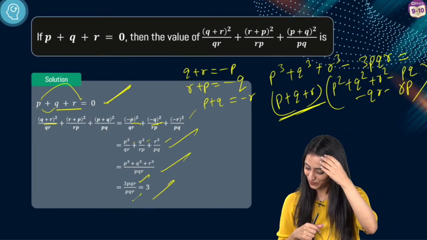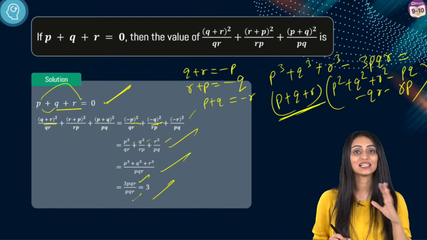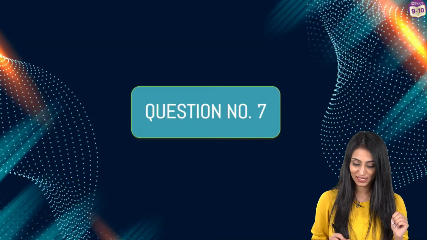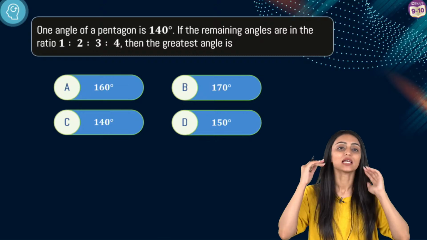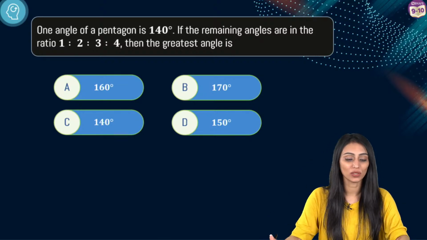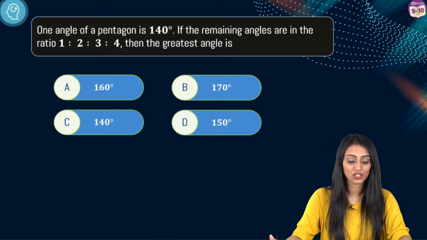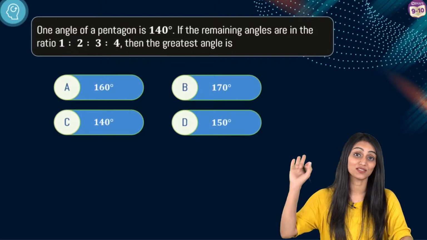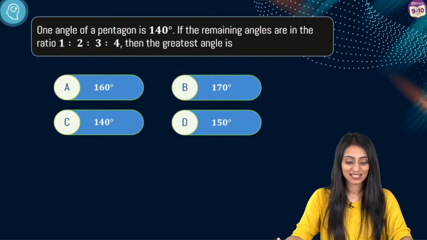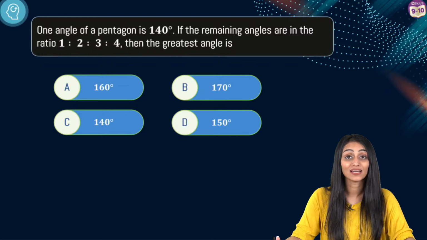Yes. All right. So this is clear to everyone. Let's move ahead. Let's take a look at question number 7 now. One angle of a pentagon is 140 degrees. If the remaining angles are in the ratio 1:2:3:4, this is very simple. Come on, quickly. Start solving this. Then what would the greatest angle be?